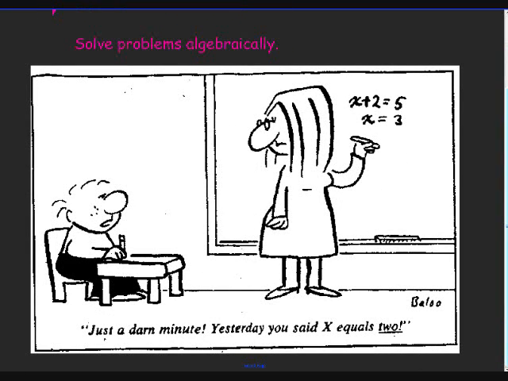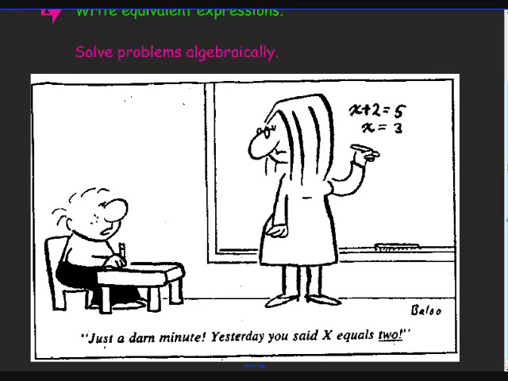Have you ever felt like this? Most of us have, I think. "Just a darn minute. Yesterday you said x equals 2." It is confusing when you first encounter this, isn't it? But today we know that x is an unknown, right? So we put x in there to represent an unknown.